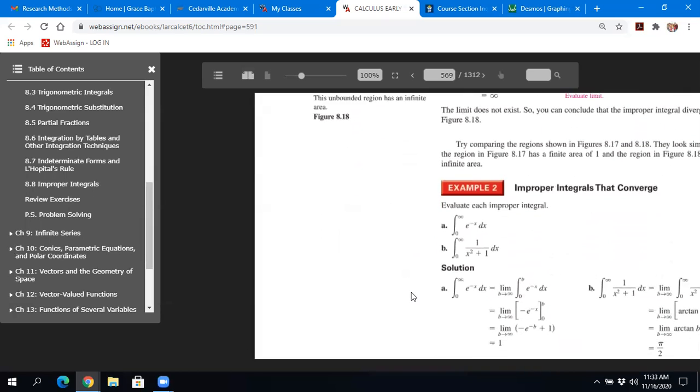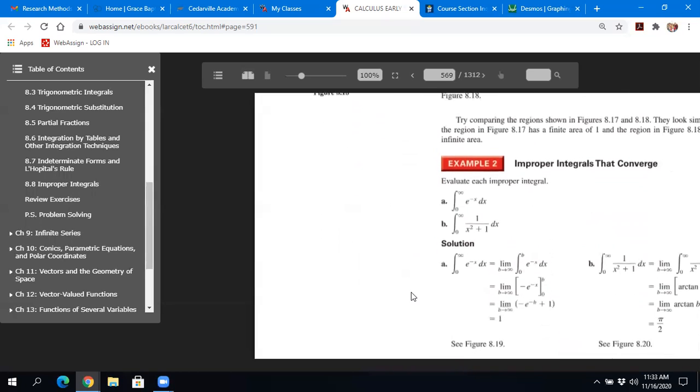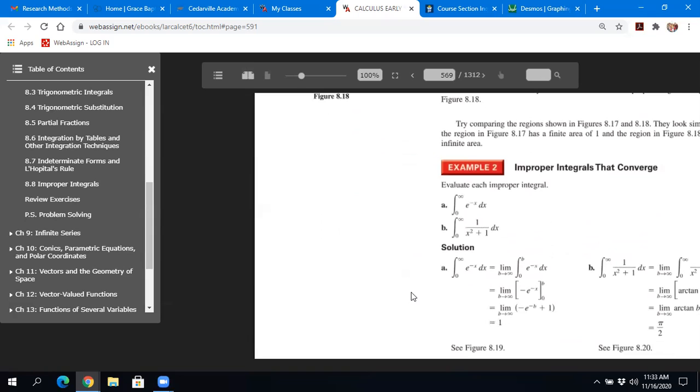What about this guy right here? So let's do e to the minus x dx. Same sort of thing, integral from 0 to infinity. You replace the upper limit with a variable that goes to infinity.